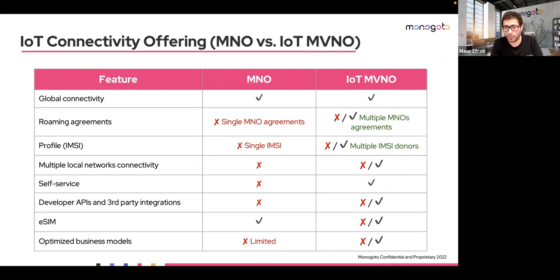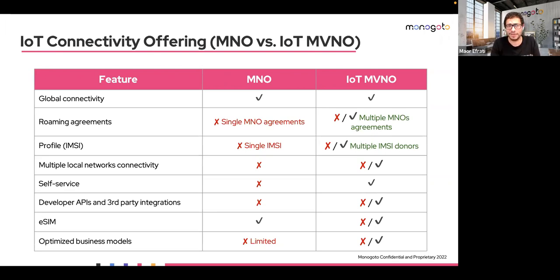So to offer global connectivity, maybe both can. An IoT MVNO might have an advantage because an IoT MVNO might have multiple MNOs that they are working with, if it's a full MVNO, and then they can have redundancy on the MNO side. So we can imagine an MVNO that has agreements with two operators. And then if one operator has a problem with pricing, with coverage, with any technical or commercial aspect, you can go back to the other operator. So that gives another advantage for the MVNO on global connectivity.